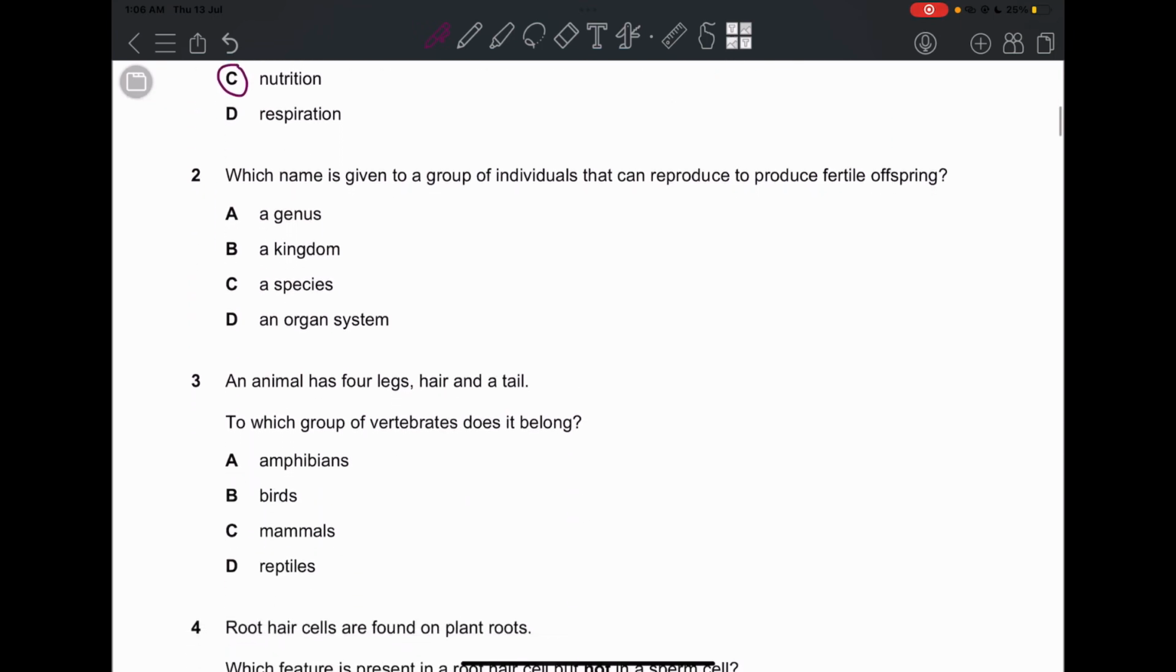2, which name is given to a group of individuals that can reproduce to produce fertile offspring. This is of course a species, because this is actually the definition of species.